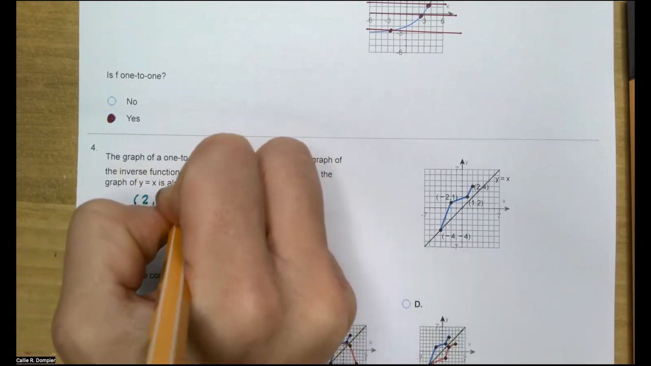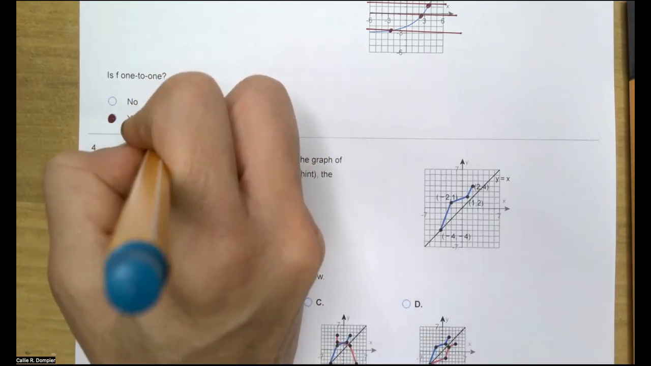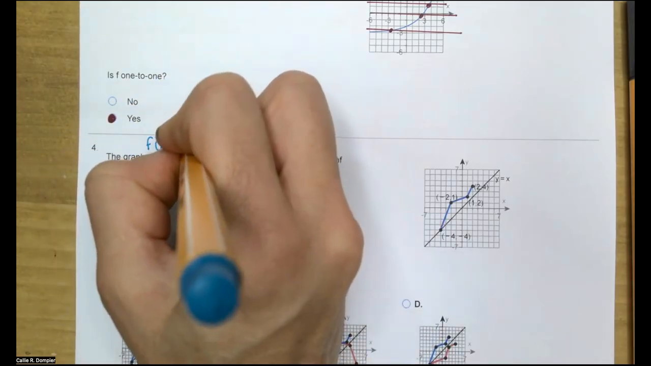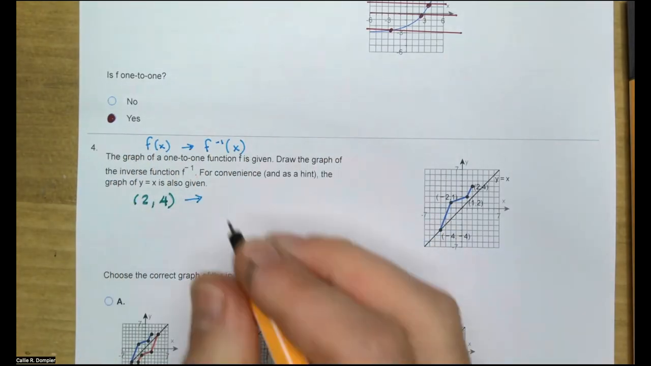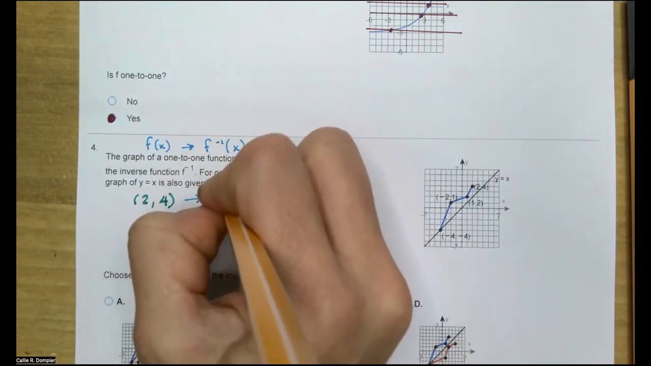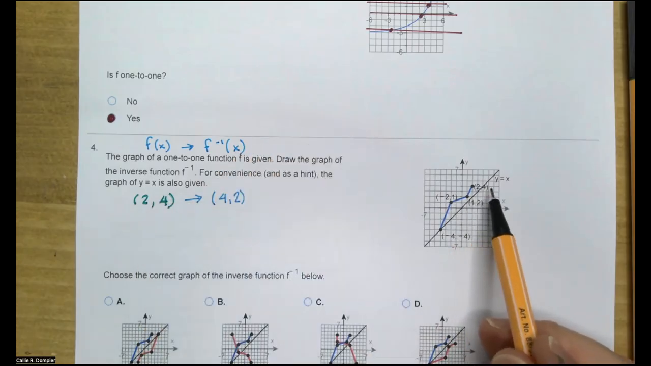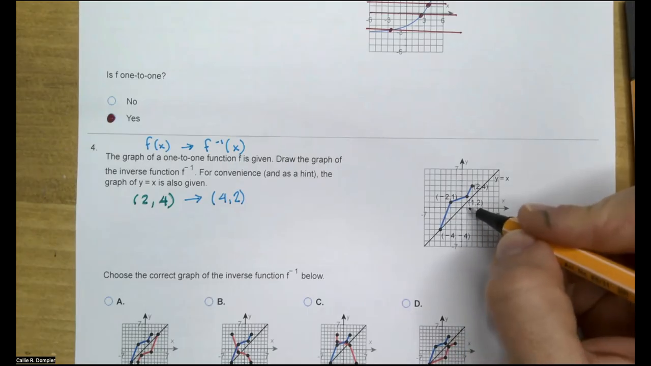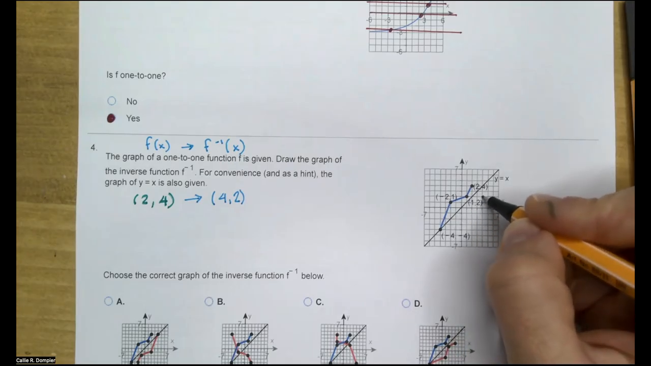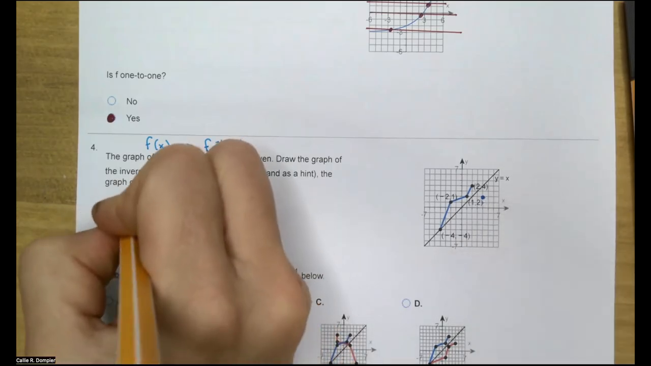All right, we have the point 2, 4. 2 is the x, 4 is the y. For the inverse function, we're going to switch the x and the y. So 2, 4 becomes 4, 2. The point 2, 4 is where we went over 2, up 4. Now we're going to go over 4, up 2. And that'll be the new point. Another point is 1, 2.